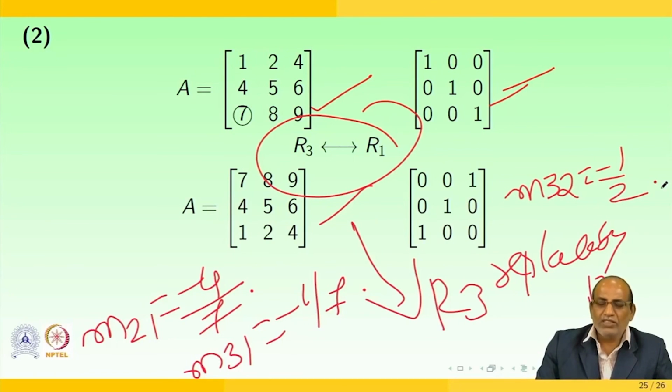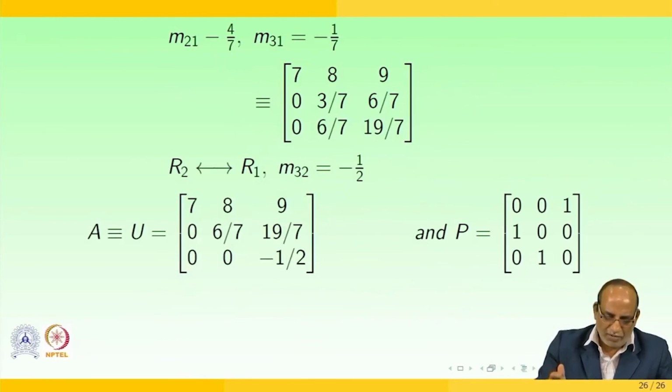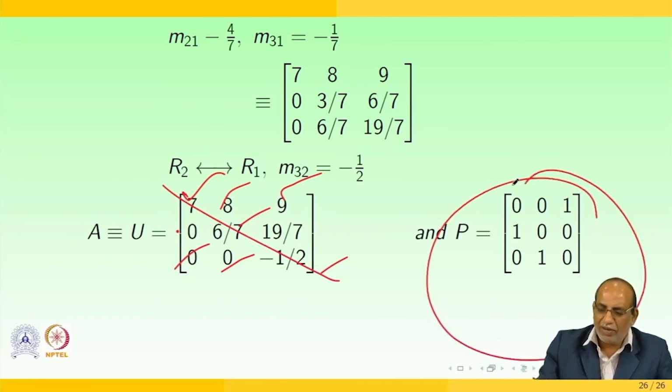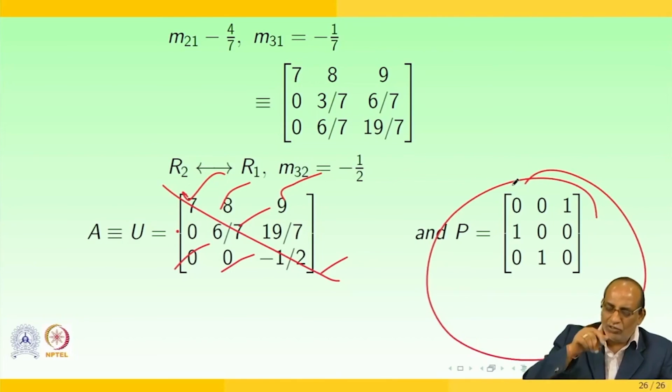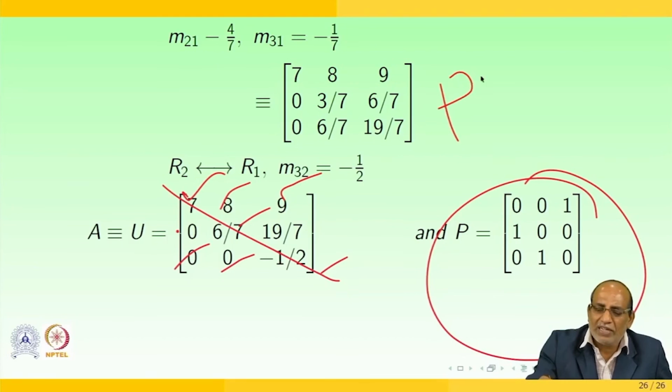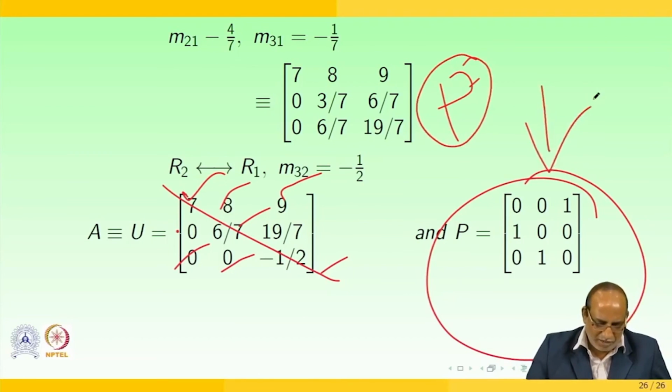When you do this, you end up with what we call the upper triangular matrix, that is 7, 8, 9, 0, minus 6 by 7, 19 by 7, 0, 0, minus 1 by 2. See that this is the upper triangular matrix. What is the permutation matrix? This is the permutation matrix which you obtain by keeping track of the row operations. Whenever you do the row operations, you keep doing them on the permutation matrix also. The updated permutation matrix looks like this.